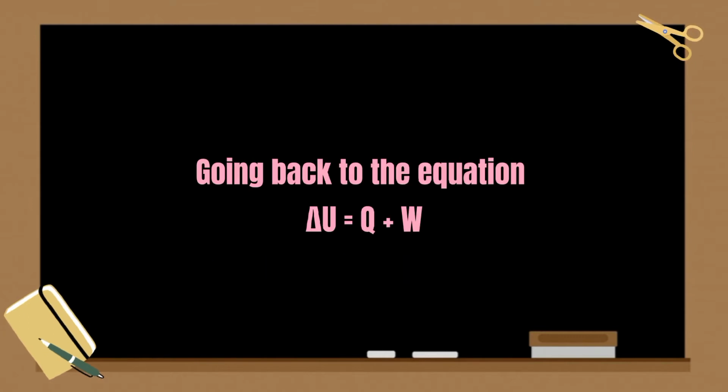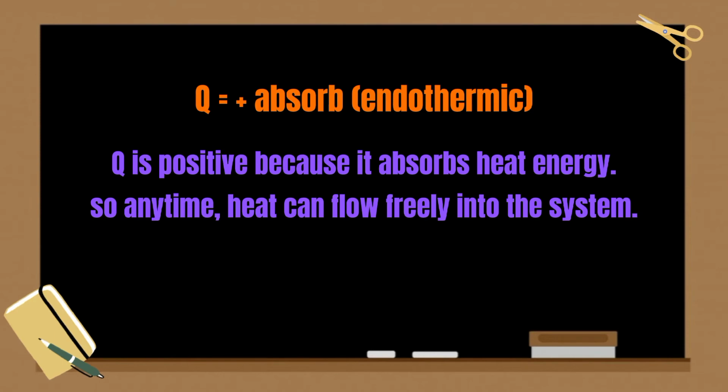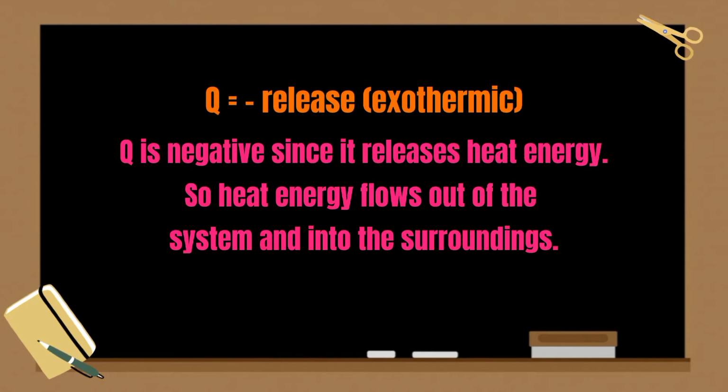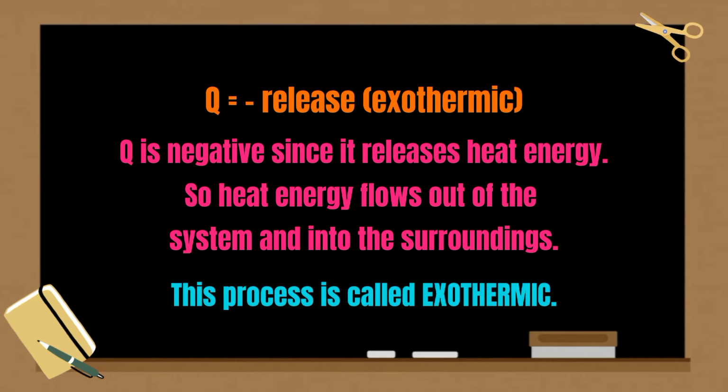Going back to the equation, Q is positive when the system absorbs heat energy. So heat can flow freely into the system. This process is called endothermic, while Q is negative when the system releases heat energy. So heat energy flows out of the system and into the surroundings. This process is called exothermic.